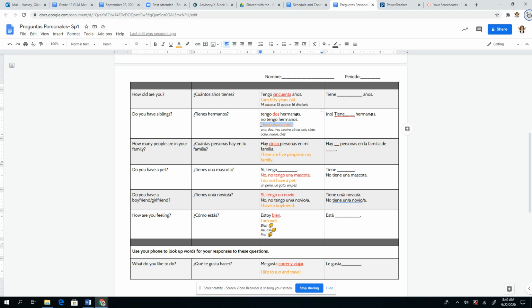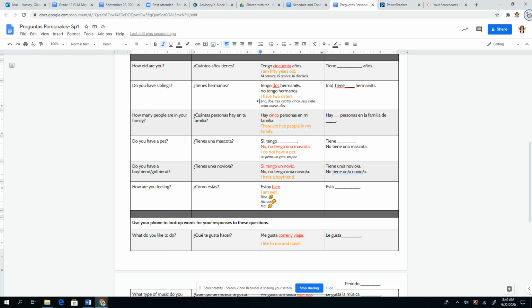So I have 2 sisters, so I'm going to put tengo 2 hermanas. If you had 2 brothers, you could put hermanos. And if you just want to talk about siblings, you can put hermanos. So remember that you're going to insert whatever number from here that you have. And if you don't have any siblings, you would say no tengo hermanos.